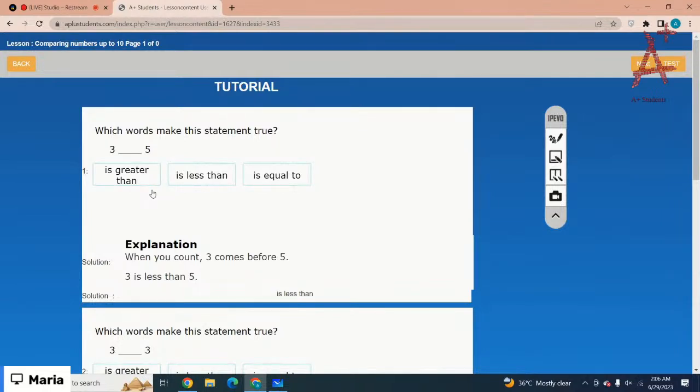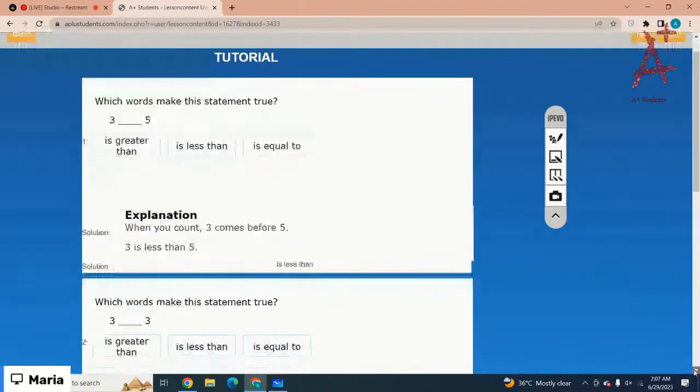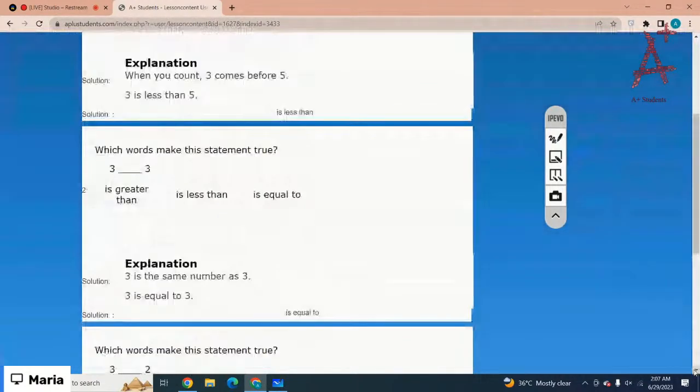Got it? If a number comes before the other one when counting, then it is less than the other. So 3 is less than 5. Let's look at another example. Which word makes the statement true? 3 and 3. Both the numbers are exactly the same. That means they are equal. 3 is the same as 3.